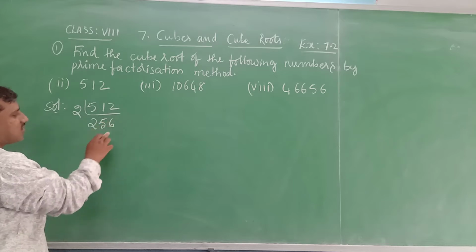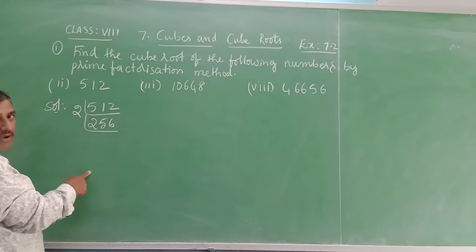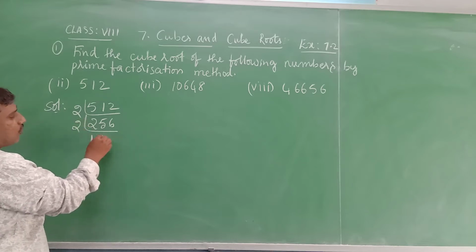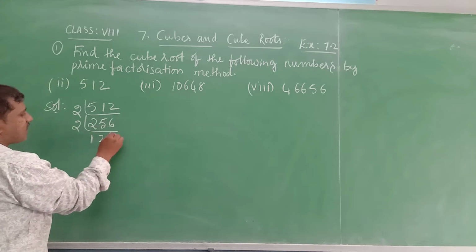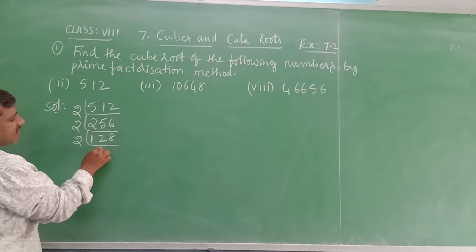2 6s are 12. Again here we have 6, so it is divisible by 2. 2 1s are 2. 2 2s are 4. 5 minus 4, it is 1. Bring 6, 16. 2 8s are 16.